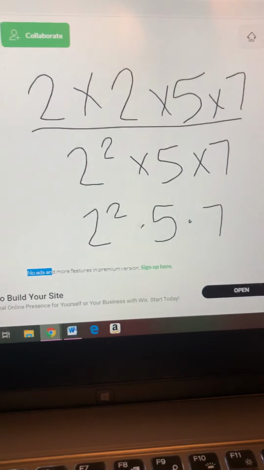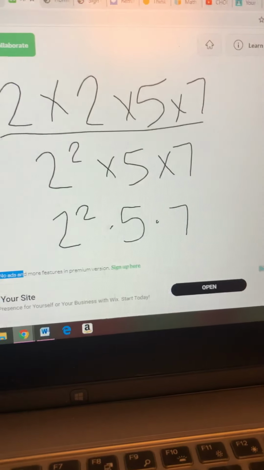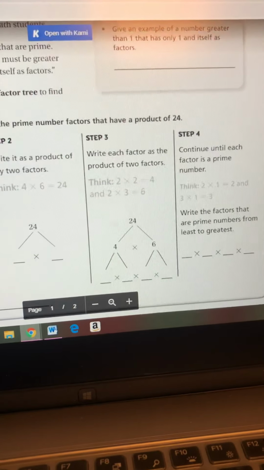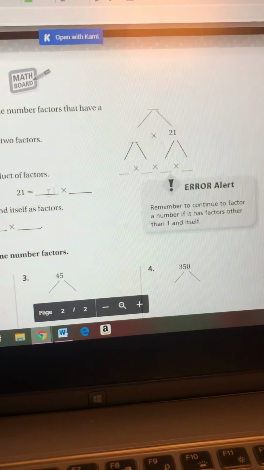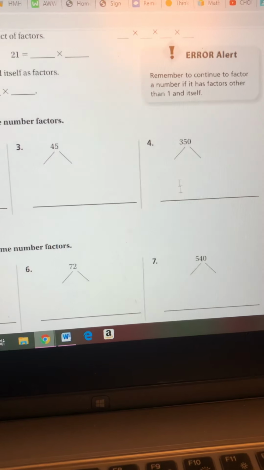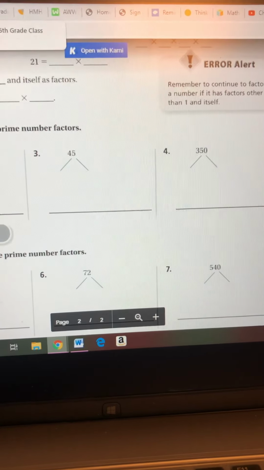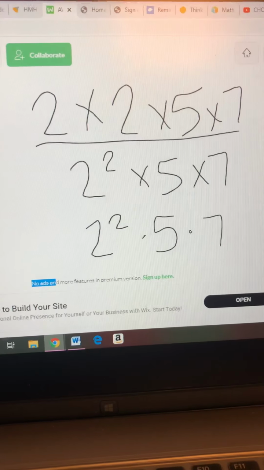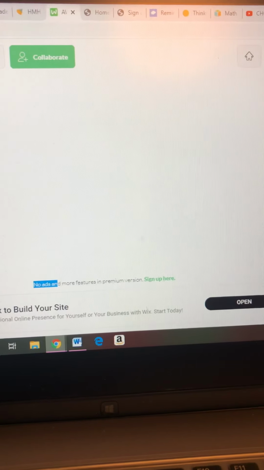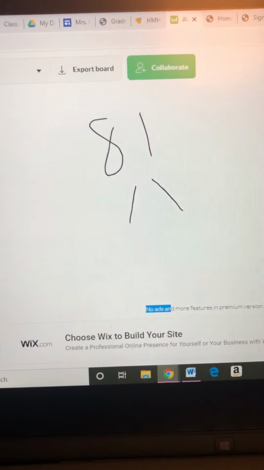Let's see in the classwork what else they have us do. Make sure that I've covered everything for you. 21, that's an easy number. 8, 45, 350. There you see, you have the bigger numbers. Let's do a number like 72. I'll do 81, because 81 tends to be a little bit trickier. All right, so we have the number 81, okay? They want us to factor it out.